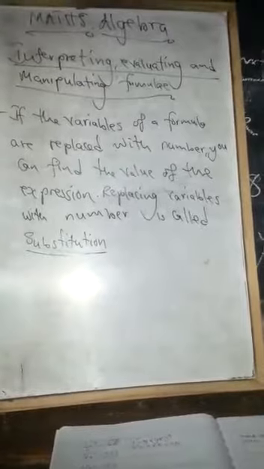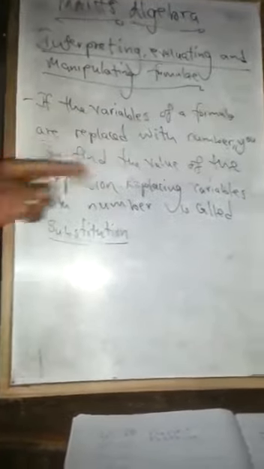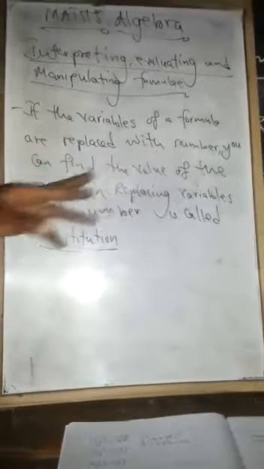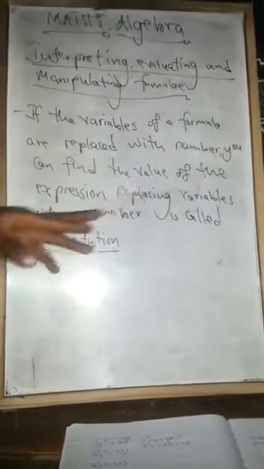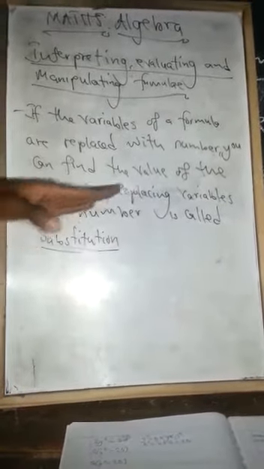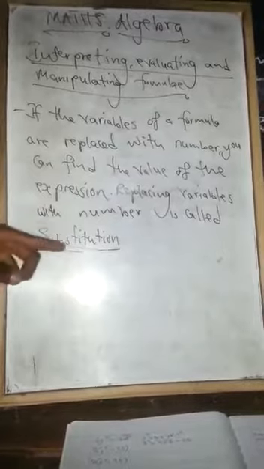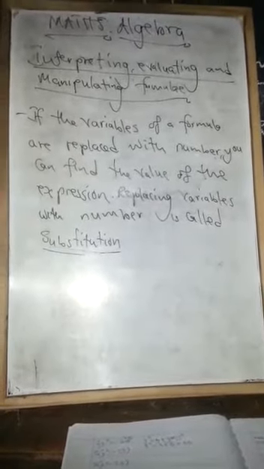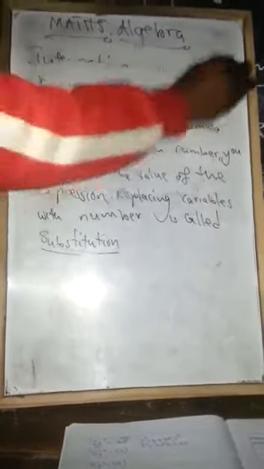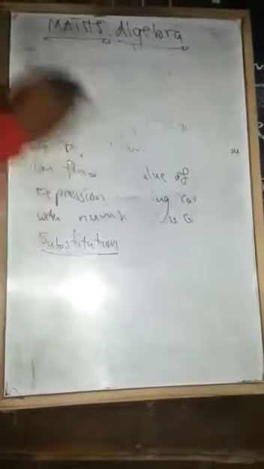If the variables of a formula are replaced with numbers, you can find the value of the expression. Replacing variables with numbers is called substitution. Let's look at this example.